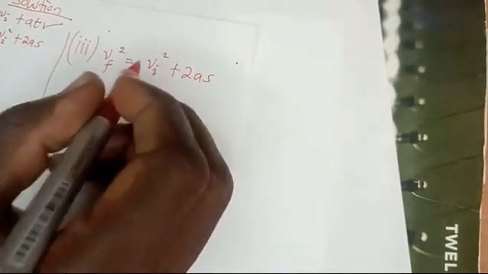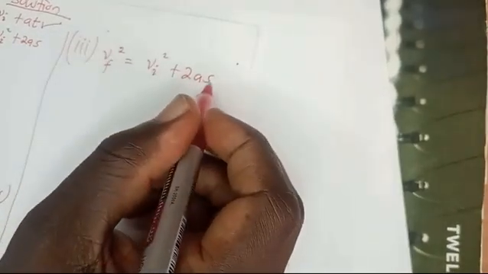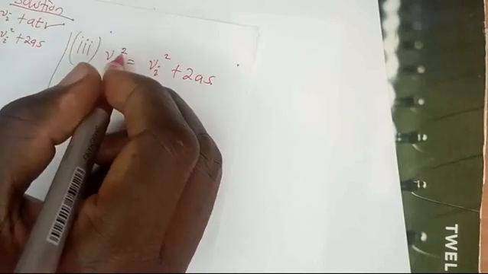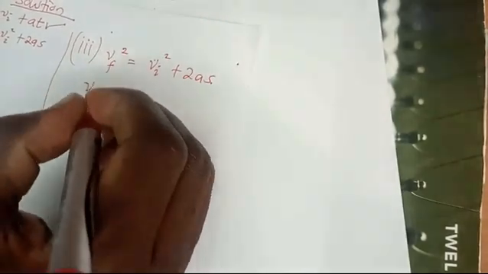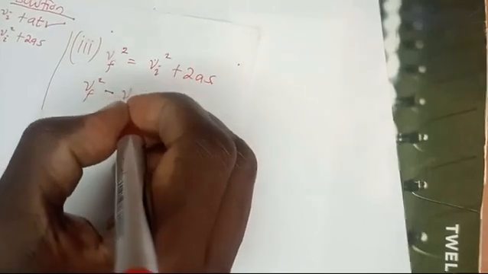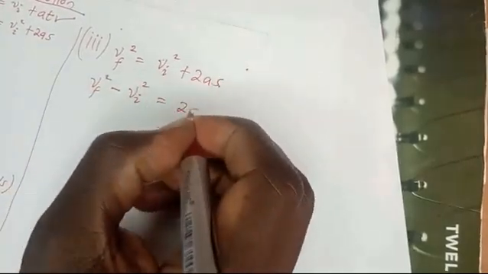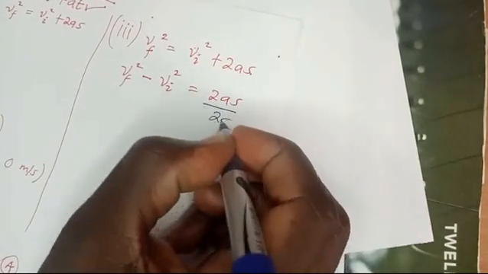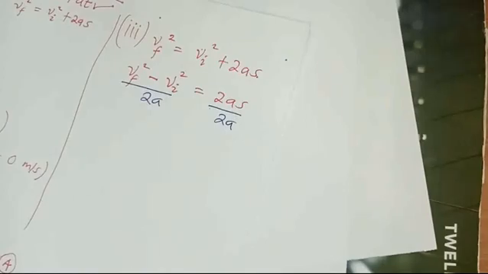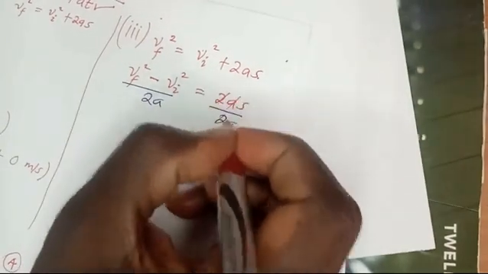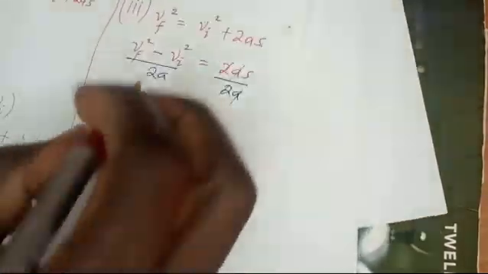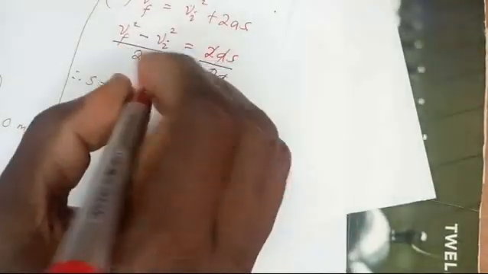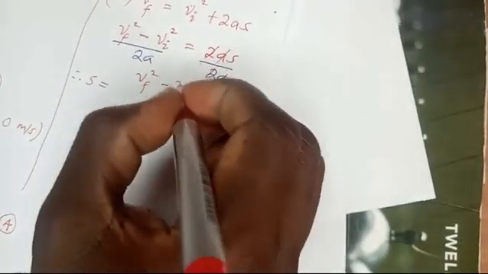find s. Okay, let's try to make s the subject of the formula. First of all, we will bring this one to this side and it becomes negative. So we have V sub f squared minus V initial squared equals 2as. Then we will divide both sides by 2a, so that 2 cancels 2, a cancels a, and we have only s left on one side. Therefore, our s is equal to V final squared minus V initial squared divided by 2a.